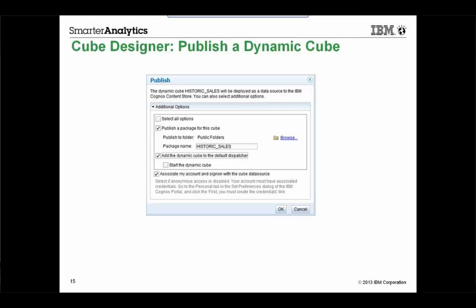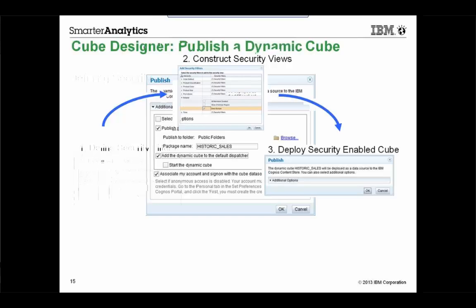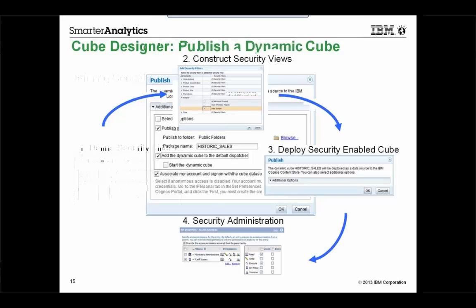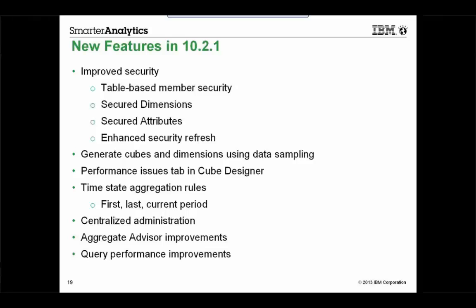Let's see. So I'm going to quickly go through the security workflow here for applying or defining security on your cube. The first thing you would do in Cube Designer is define security filters, whether to grant or deny certain parts of your cube. You would take those filters and put them together into security views. Publish that new cube model with your security views and filters to the content store. And then finally go to the Cognos administration to associate those security views with your users and groups or roles.